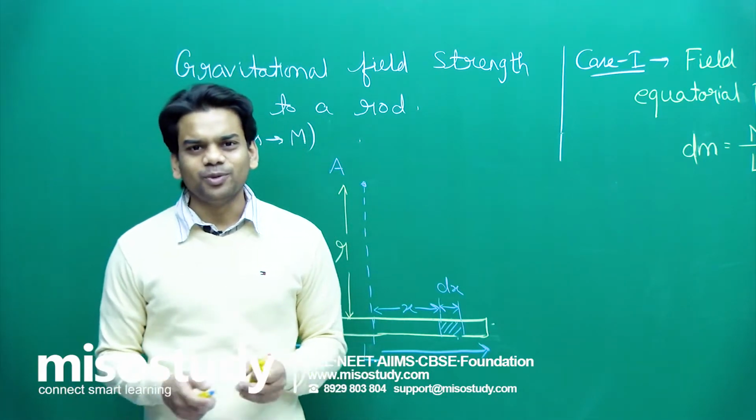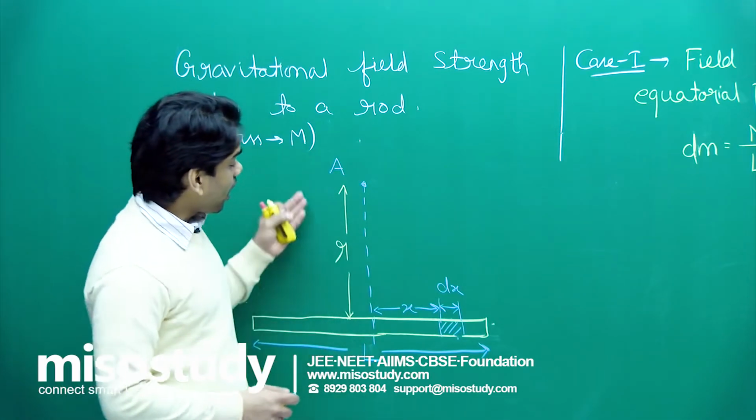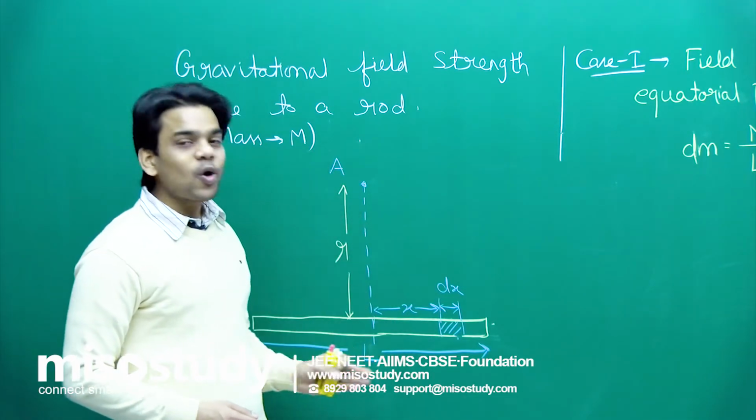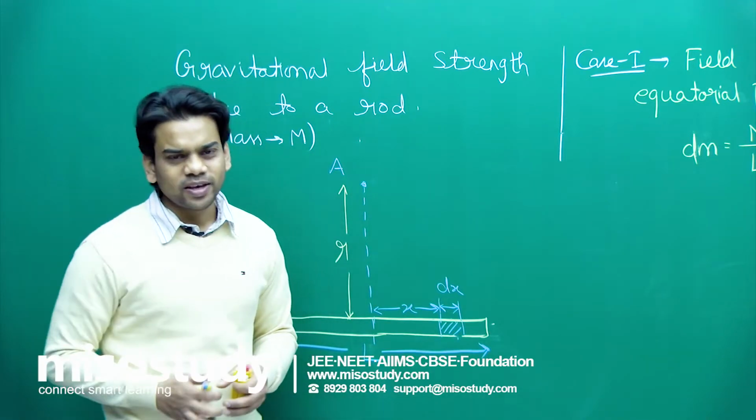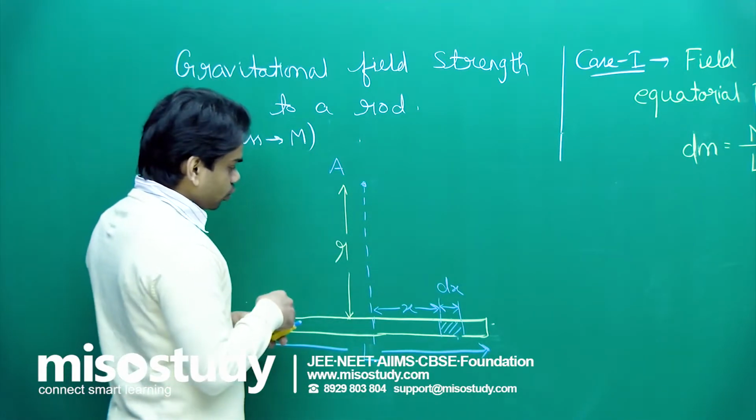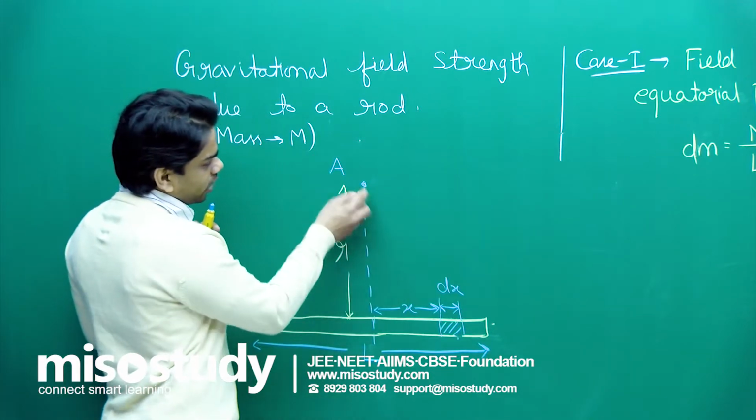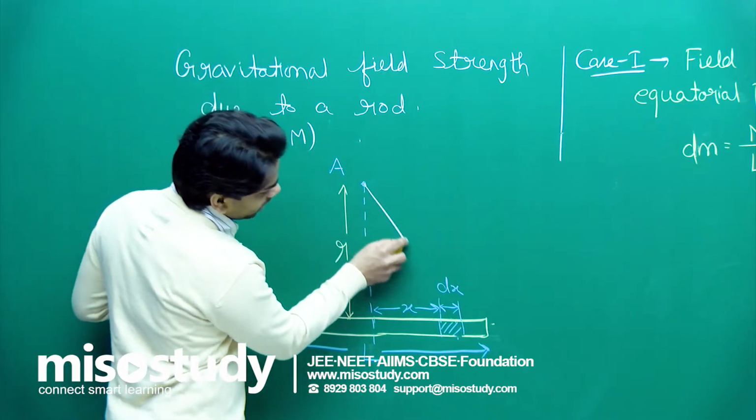We have already used the same thing. Now how will be the sense of the field strength due to this small segment that we have taken? If you join this point mass with this point A, you see the field will be directed here.